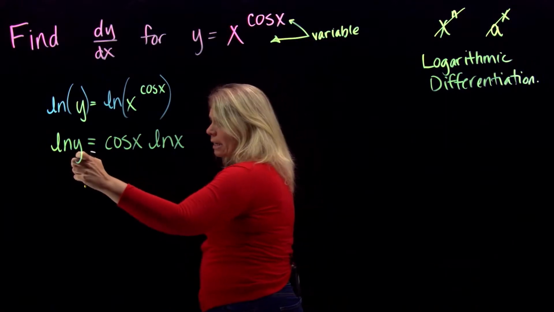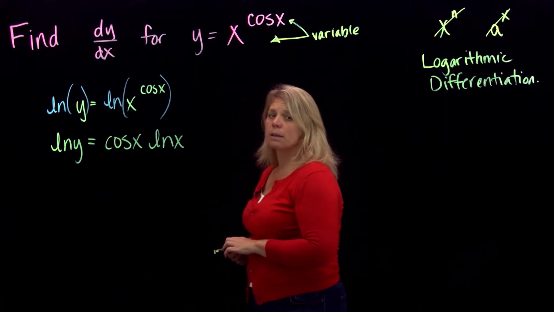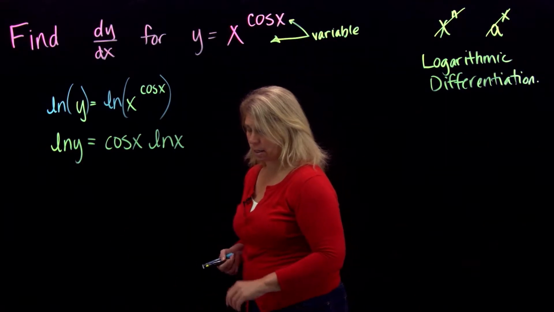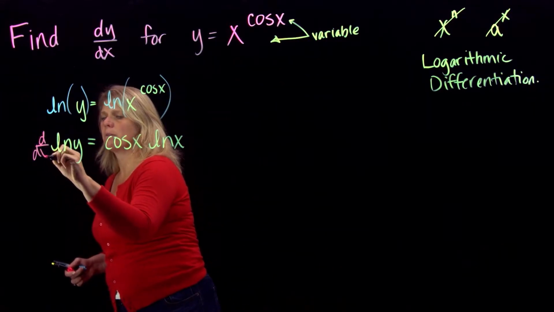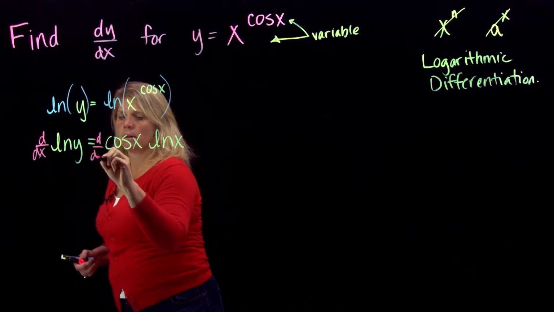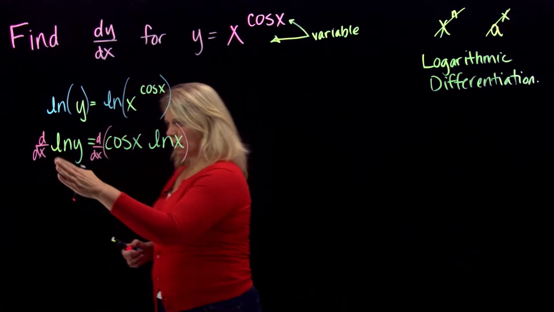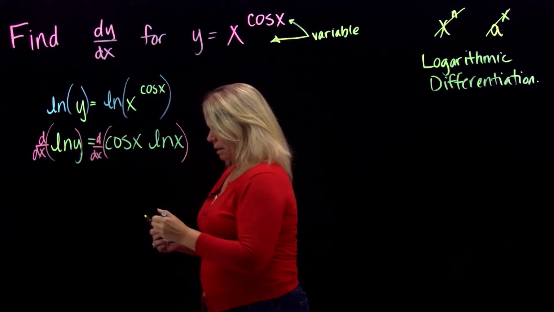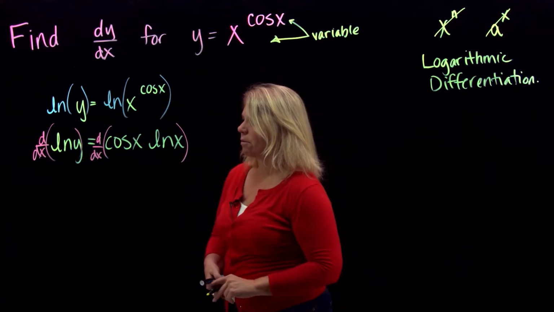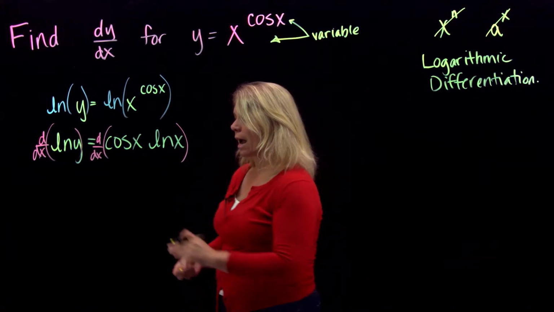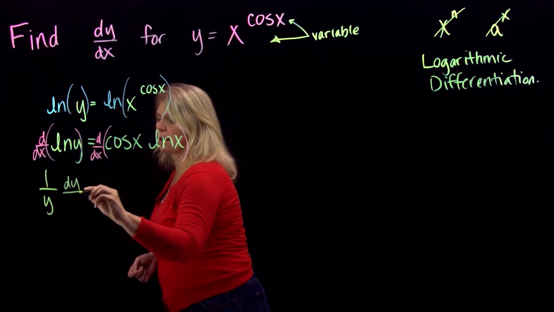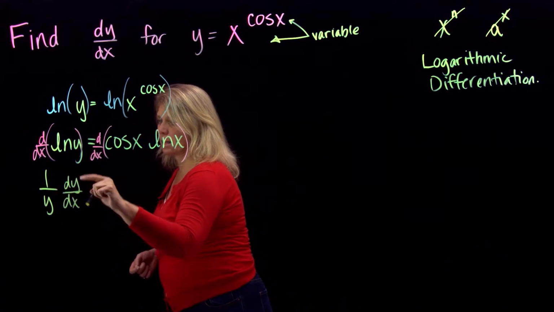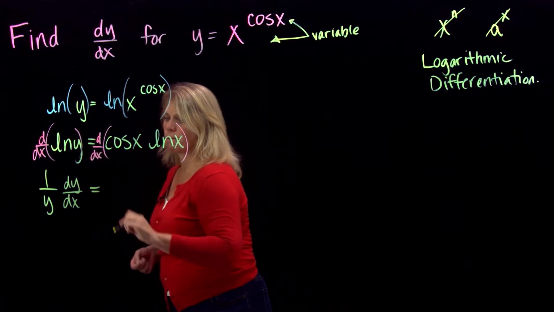I don't have y equals x though, so I do need to use implicit differentiation to finish this. So I'm going to differentiate both sides with respect to x. On the left side, when I do my implicit differentiation, the derivative of natural log of y is 1 over y times dy/dx. That's chain rule, and that's actually the implicit differentiation part right there.